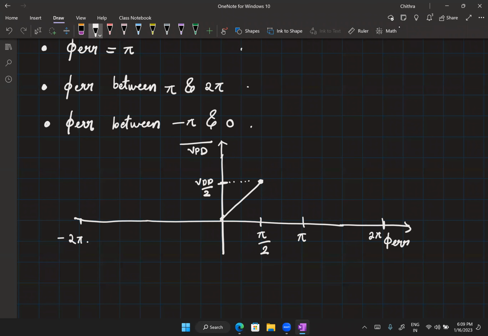So now our waveform, our characteristic, is like this. This value is at VDD. And then for 2 pi, it again falls back. Similarly, you get the similar characteristic on this side. Assume that I have drawn it symmetrically for now.